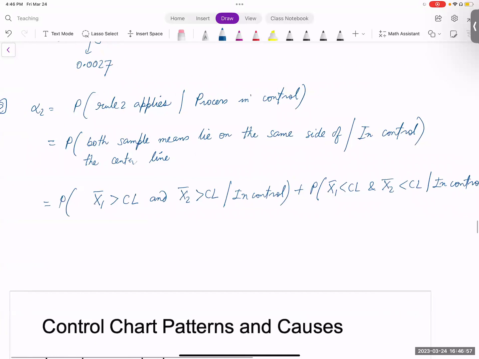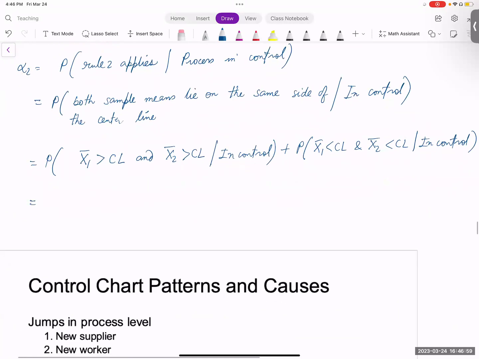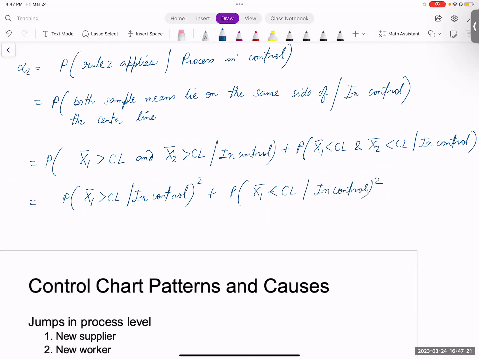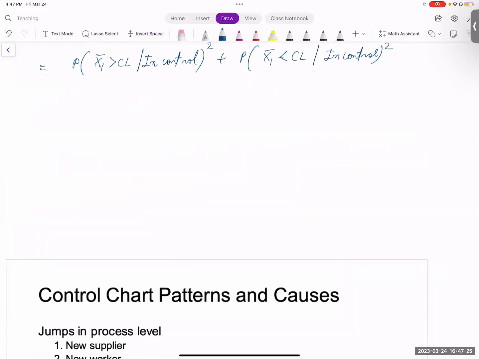Okay. Now, just notice a few things. X1 bar and X2 bar are identical. So I can say the first term is probability X1 bar greater than CL, given the process is in control, raised to the power 2, plus probability X1 bar is less than CL, given the process is in control, raised to the power 2. Okay, let's do a little bit more work here and then we can solve this.